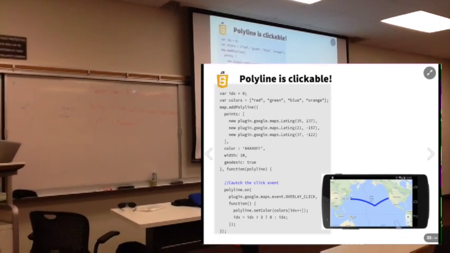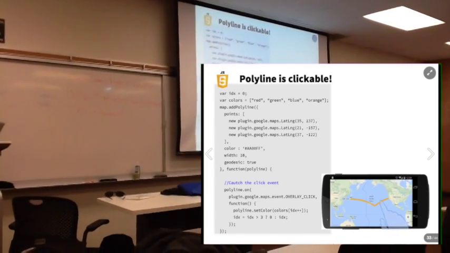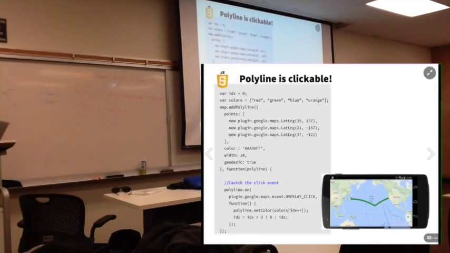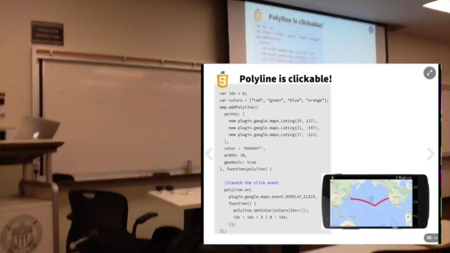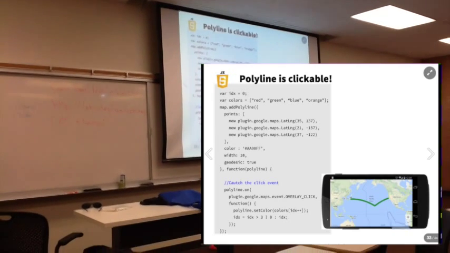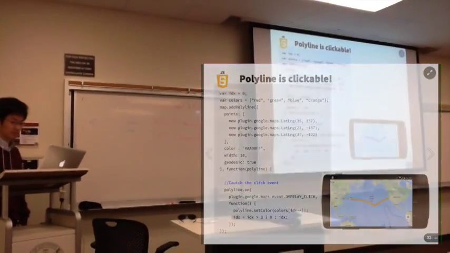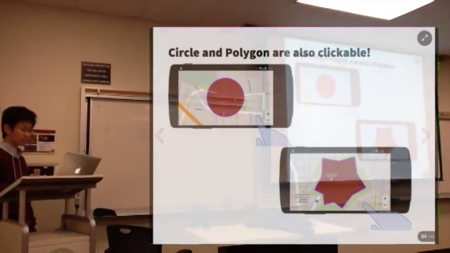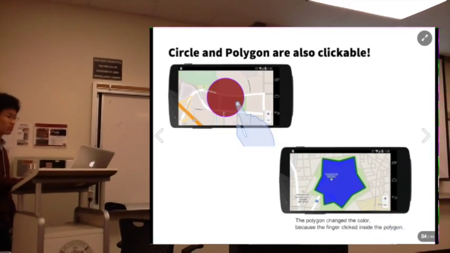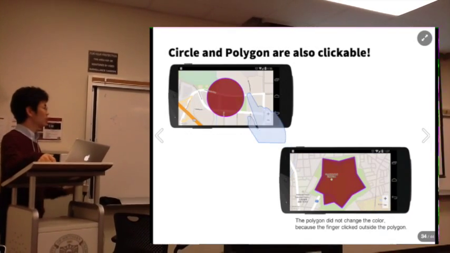I use some algorithm for this. If you use the Google Maps Android API, why not click? You can search on Stack Overflow. There are many questions, but you don't need to care. Also, circle and polygon are clickable. iOS has a clickable feature, but Android doesn't have.